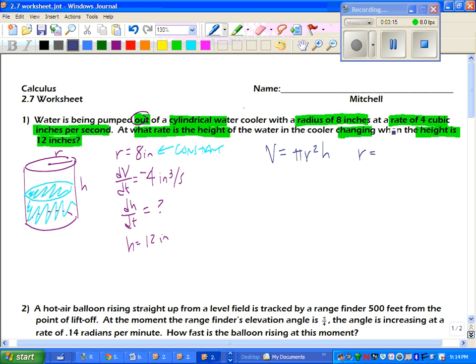Since r always equals 8, it's constant, it doesn't change, we can go ahead and substitute that in here for the radius. Only because it's constant. If it were something that changed, depending on the other variables, then we couldn't do this. So we can write this as v equals 8 squared, so 64 pi, times the height.